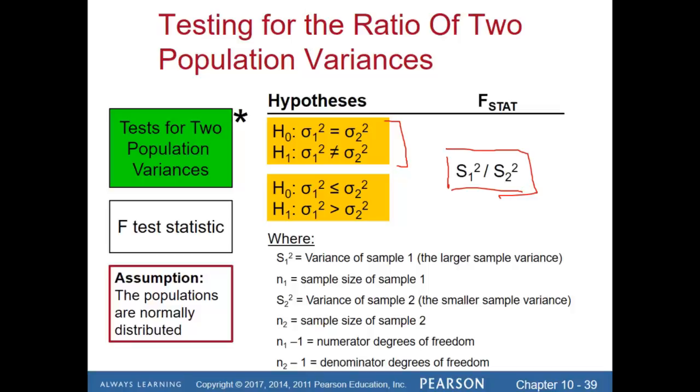Let's take a look at our hypotheses. I've got a two-tailed set of hypotheses listed first here, where what we are hypothesizing is that the two variances of the two populations are equal to one another.